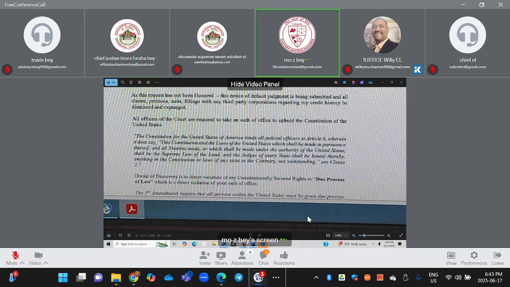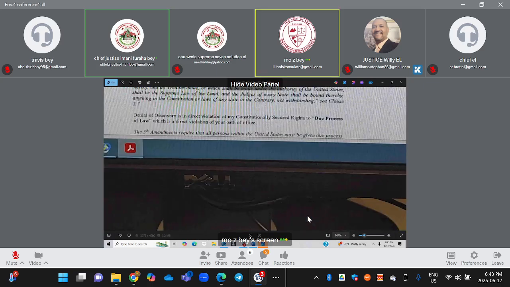So this is telling the judge, you bound to this. All y'all bound to this. And thereby anything in the Constitution or laws of any state to the contrary, notwithstanding. See Clause 2, Article 2, Section 2. Denial of discovery is in direct violation of my constitutional security right to due process of law, which is in direct violation of your oath of office. Let them know you breached your contract. Your contract has been breached.